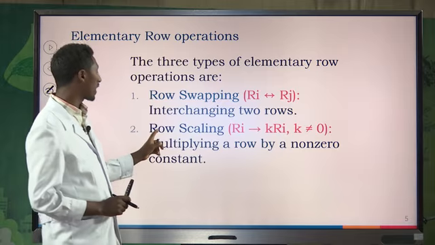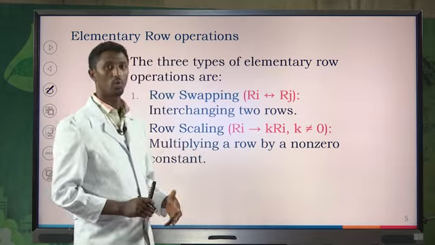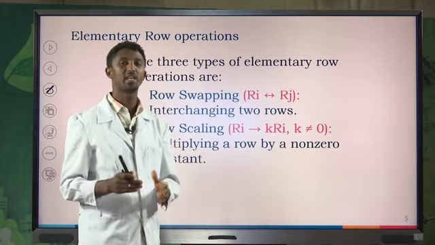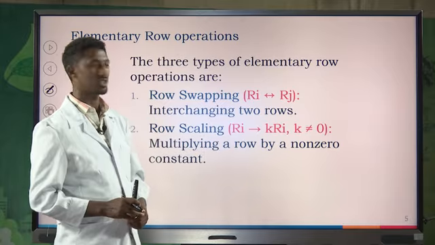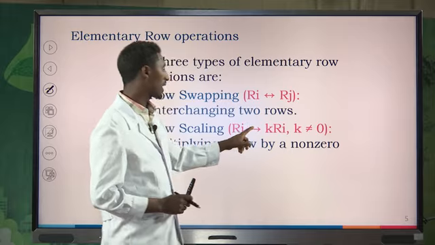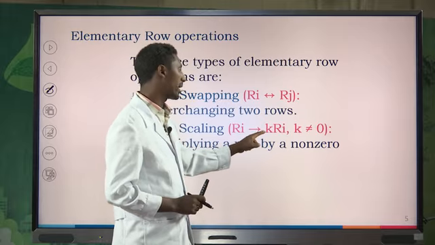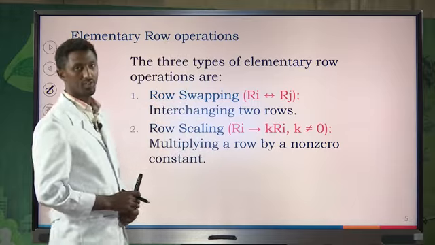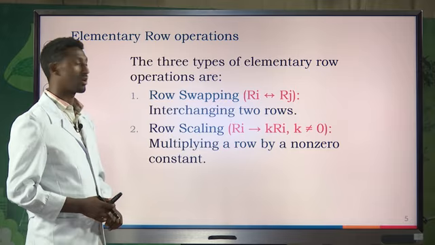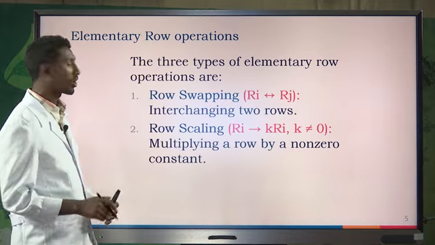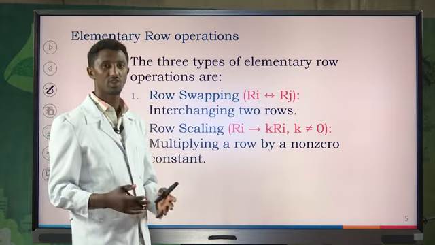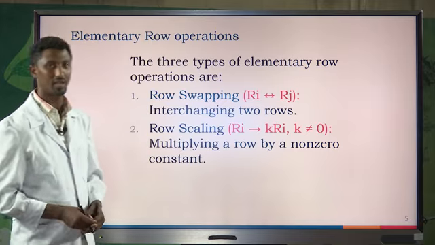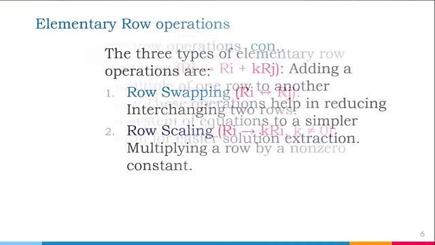Then the second one, row scaling. We can multiply any row by a non-zero constant k. Ri will be changed to k times Ri, where k is different from 0. This elementary row operation is what we call row rescaling. We can multiply any row by any non-zero constant.